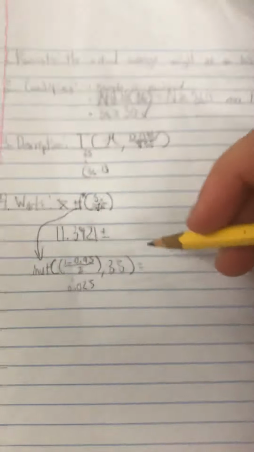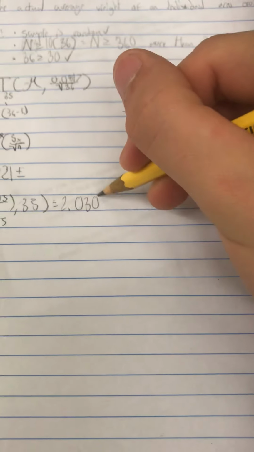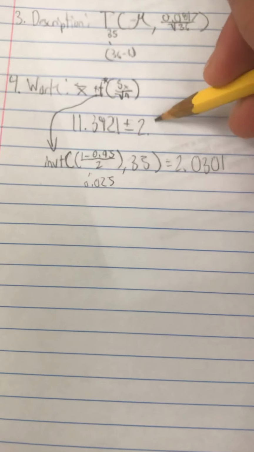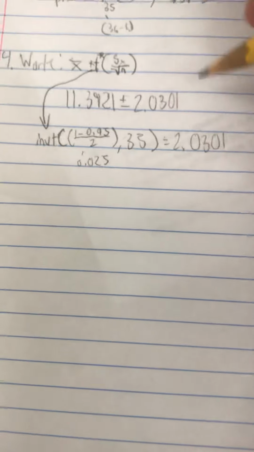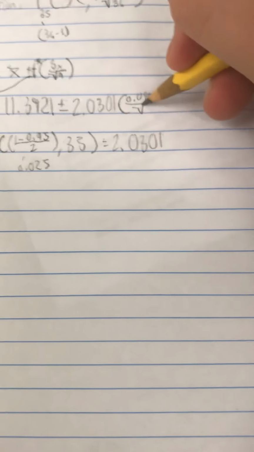Now we got negative 2.0301. We do not use the negative, we take out the negative. So that's 2.0301. We plug that in here, 2.0301, and then you plug in the standard deviation of the sample and the sample size.